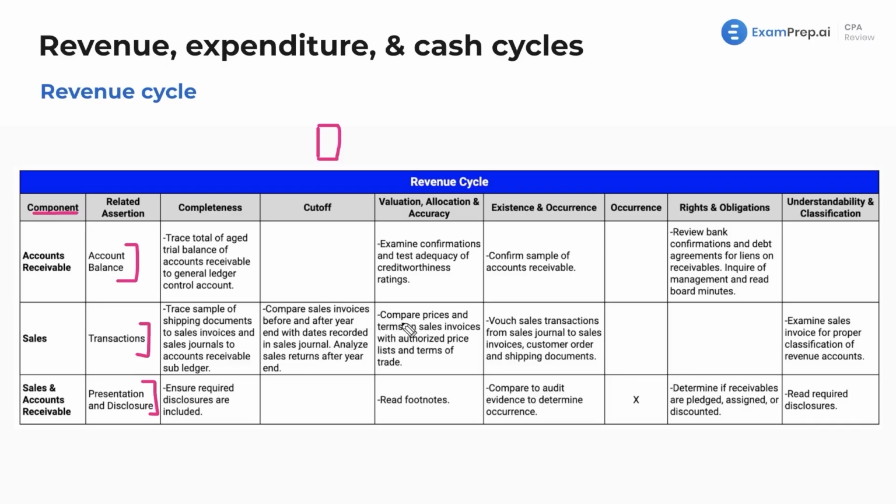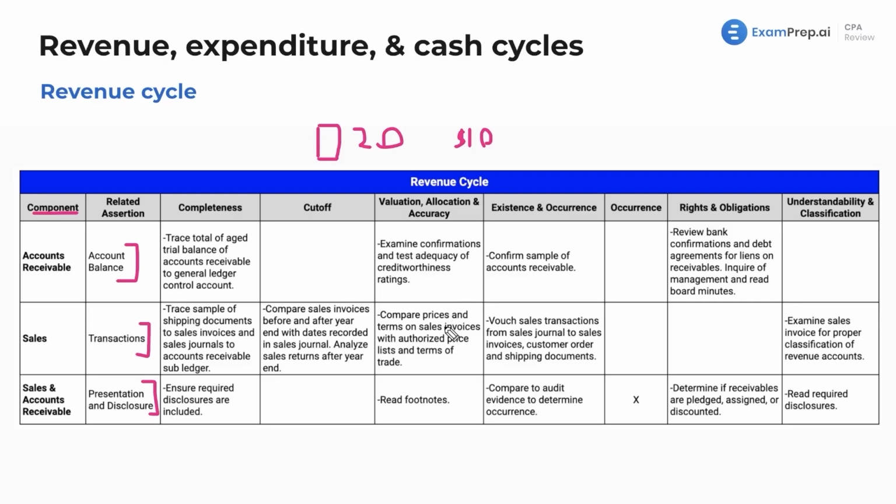Now, how are we going to deal with the valuation, allocation, and accuracy of sales? We want to compare prices and terms on sales invoices with authorized price lists and terms of trade. We want to make sure that, okay, yes, we sold 20 pieces of inventory, and we want to recalculate this also. We want to make sure that it's appropriately and accurately recorded. Maybe each item was $10. So we've got 20 items, each for $10, so we've got a $200 invoice. Now we can compare the prices. We can maybe go on the client's website and look at what it should have cost.